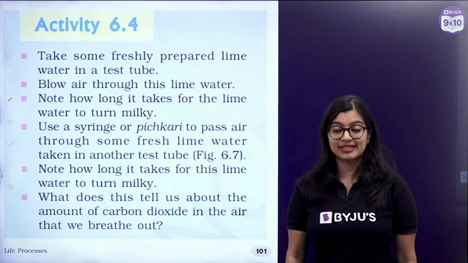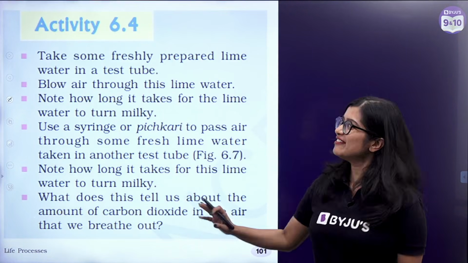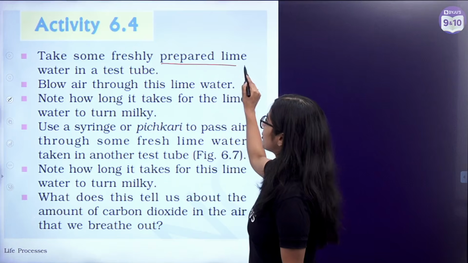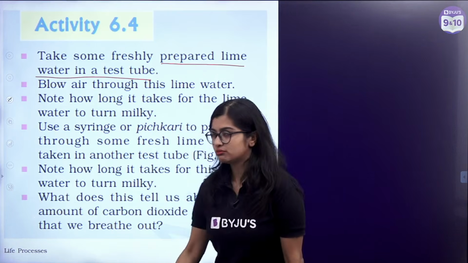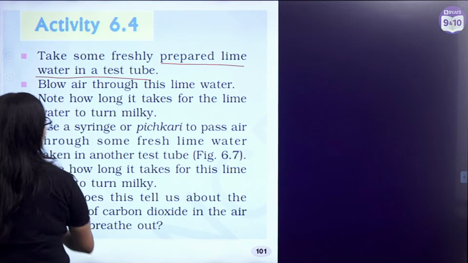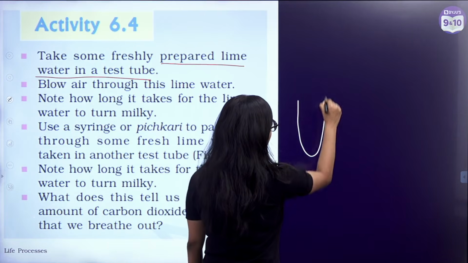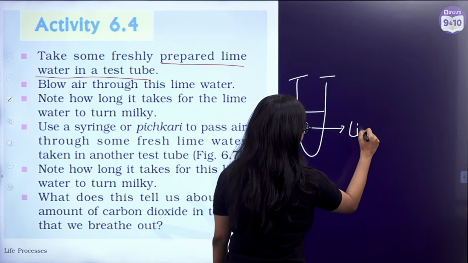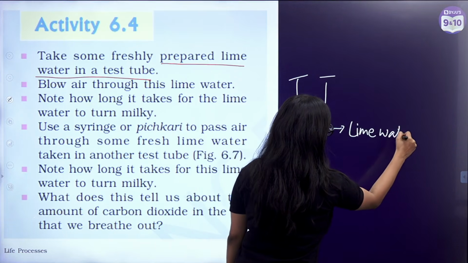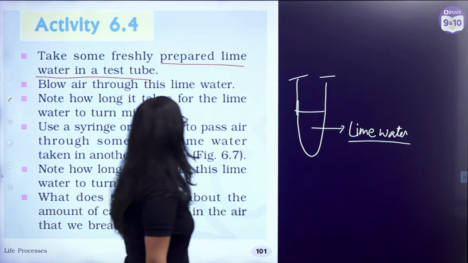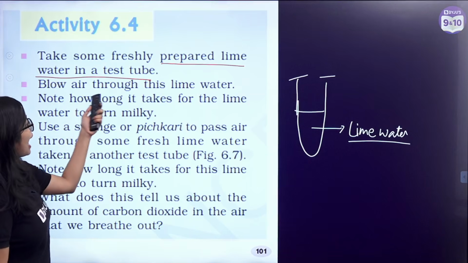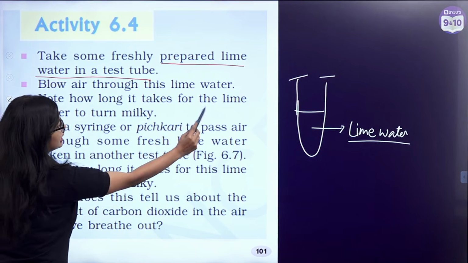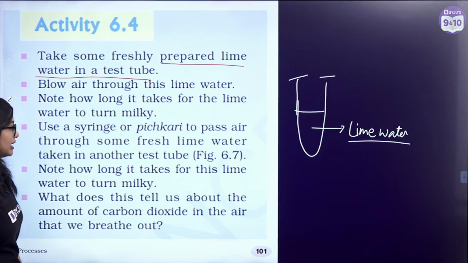Now let's move on to activity 6.4. This is a very easy activity, right? Let's take some freshly prepared lime water in a test tube. As you can see on the drawing board, I have taken my test tube, and I have put lime water in it. Now blow air through this lime water, and note how long it takes for the lime water to turn milky.